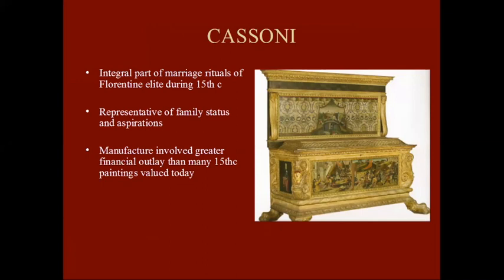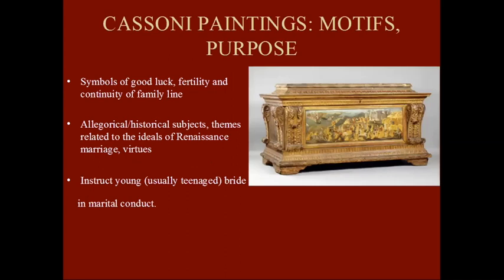Now, in certain cases, these cassones involved a greater financial outlay than many of the paintings that we value today. So if you walk into the Uffizi, you have to realize that these cassones actually cost more than some of the paintings that we call masterpieces, which is sort of interesting when you look at this. Now, these were painted, and what's interesting is that the imagery was directed towards, obviously, the female in the marriage. Now, they were symbols of good luck, of fertility, the continuity of the family line. There were allegorical, historical subjects, themes related to the ideals of Renaissance marriage and virtues. And in essence, they were to instruct the young, usually teenage brides, in marital conduct.